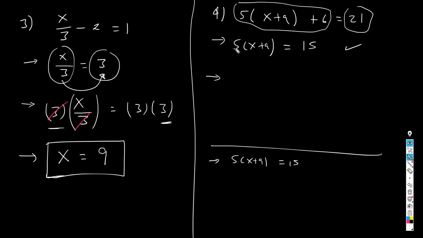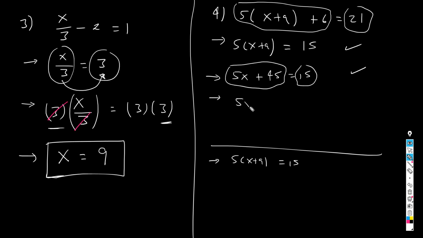So first, I'm going to multiply this 5 times these 2 terms. So I get 5x plus 45 equals 15. That is perfectly okay. Next, I'm going to subtract 45 because I don't want this thing here. So I subtract 45 from here and from here. So I get 5x equals minus 30. Then I'm going to divide. I'm not going to pass the 5 dividing to the other side. What I'm going to do is divide both sides over 5. You see, that's what I'm doing.